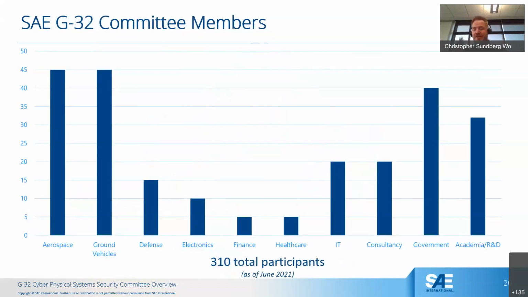So really briefly, what does our committee look like? Right now, we have about 310 total participants, and as you can see, it's a very wide mix of industry for a very good consensus. We have quite a bit of aerospace and ground vehicle representation, but we also have a few government and consultants as well. And we can't forget IT. We're dealing with OT, with control systems that don't always interact with IT, but IT is what makes us click sometimes from a threats perspective.